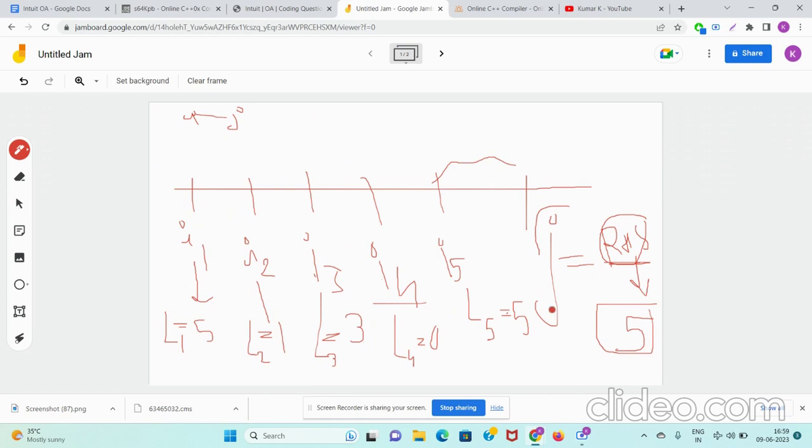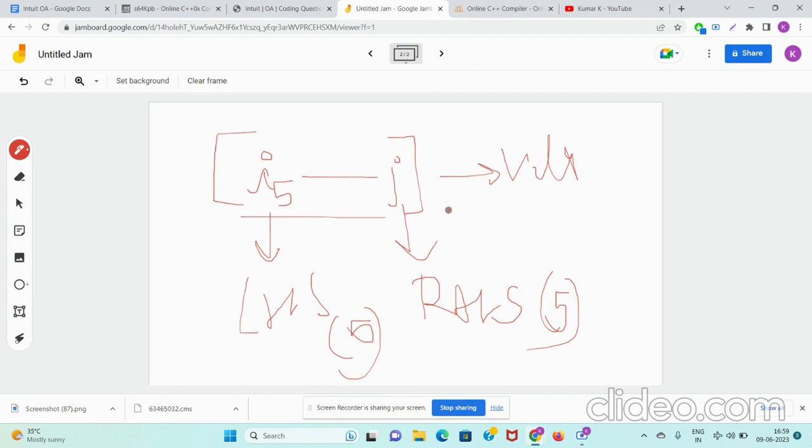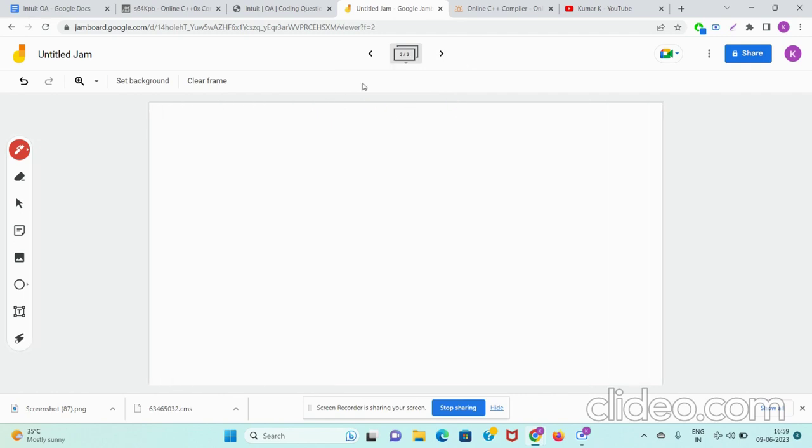Is I4 to J a valid subarray? No. L4 is 0 and RHS is phi, so phi is not equal to 0. L3 is 3, RHS is phi, so 3 is not equal to phi. For I2, the LHS is 1, RHS is phi. Not valid. For I1, L1 is phi. When LHS phi is equal to RHS phi, it means it is valid. So I5 to J was valid, and I1 to J is also valid.